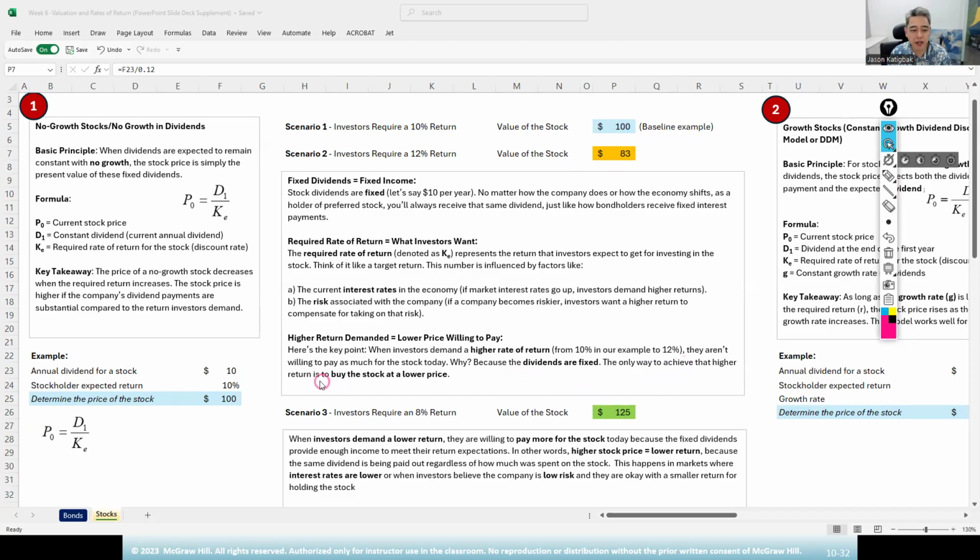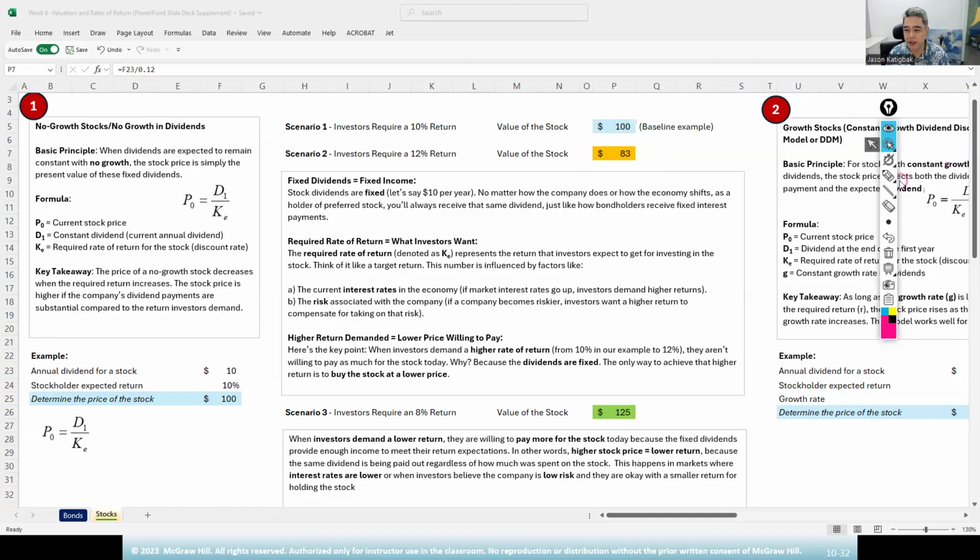So the only way to achieve a higher rate of return is to buy the stock at a lower price. Similar to how we looked at it on the bonds, right? Here, I'm always going to get $10 as dividend, but I need to get a 12% rate of return. It would mean that I need to pay a smaller amount for the stock, similar to how we did the bonds, in order for me to get that 12% rate of return, or the IRR, or basically the yield to maturity in relation to bonds, but return in relation to stocks.